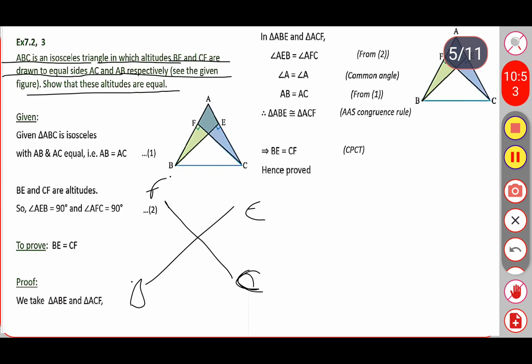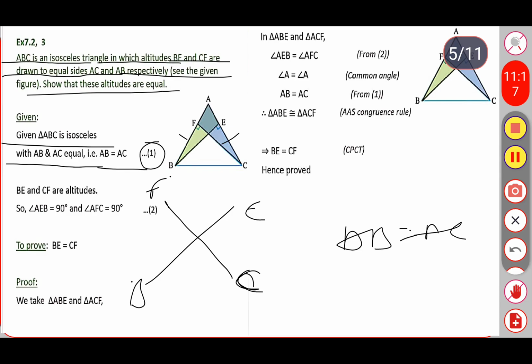Okay. First, consider the given data. ABC is an isosceles triangle, which means two sides are already equal, and the two equal sides are AB and AC. These are the two equal sides. Therefore, AB is equal to AC. Consider that one as equation 1.